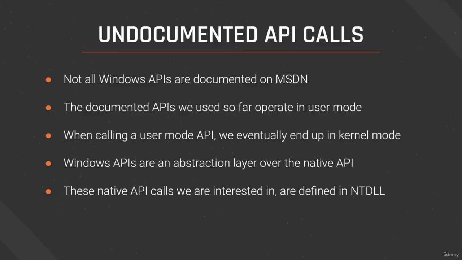However, Microsoft could decide to change these at any time if they wanted to. And these native API calls that we are interested in are defined in NTDLL. And one of the benefits for a hacker of using the native API is that the native API can be used to evade endpoint detection and response tooling, which could be, for example, hooking user mode function calls. So let's switch back over to the virtual machine and see how this works in Python.